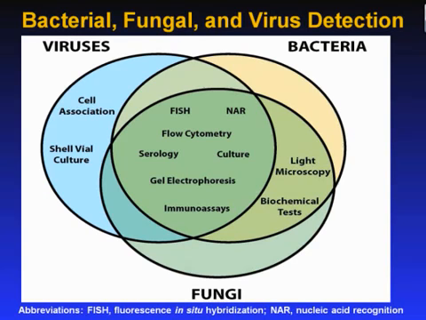This Venn diagram illustrates available diagnostic testing methods for bacterial, fungal, and viral infections. The left blue circle represents viral testing methods. The right yellow circle represents bacterial testing methods, while the bottom green circle represents fungal testing methods. Each overlapping section represents diagnostic testing methods available for detecting all three types of pathogens, or any combination of the three.